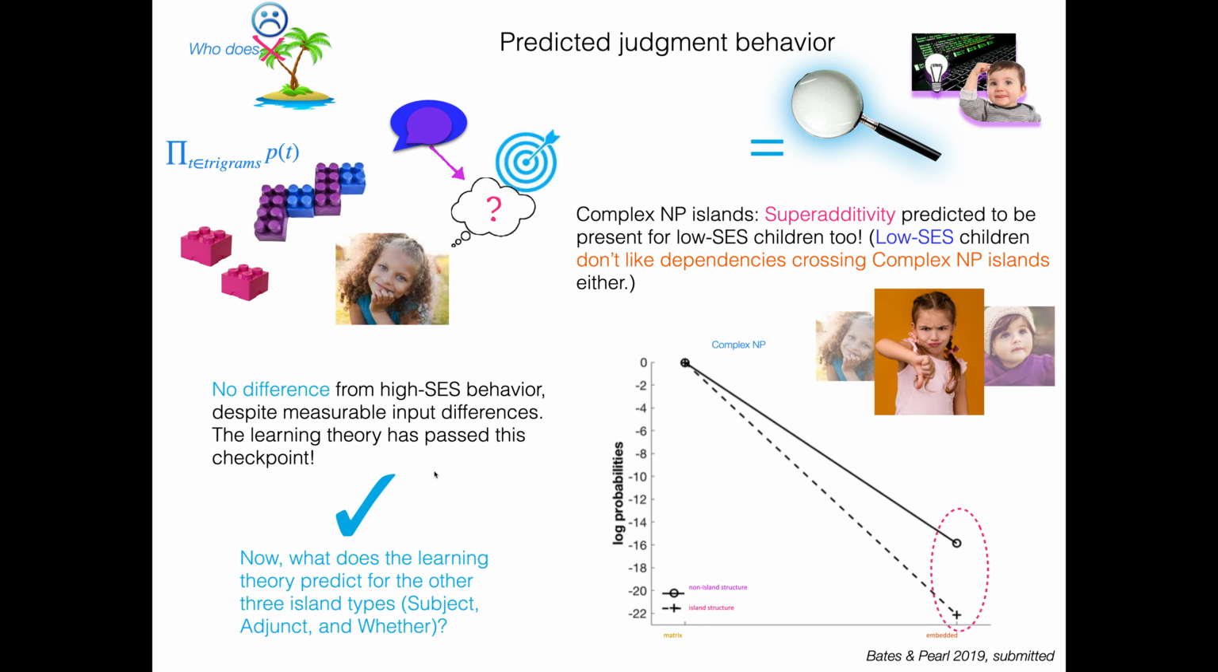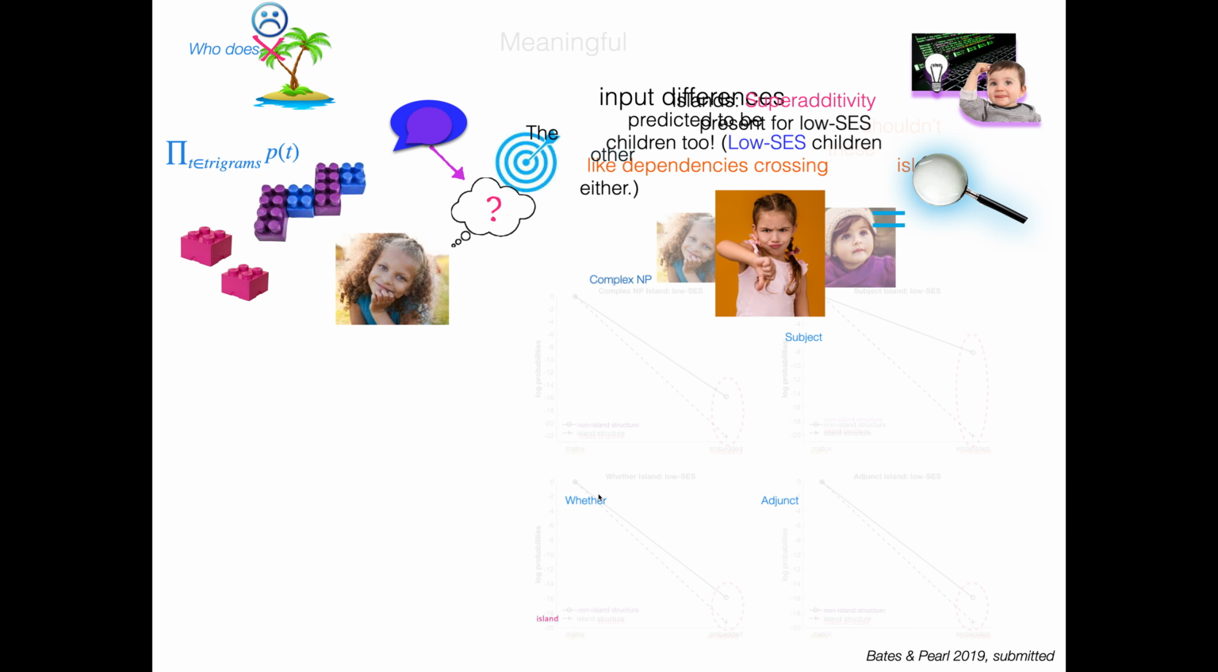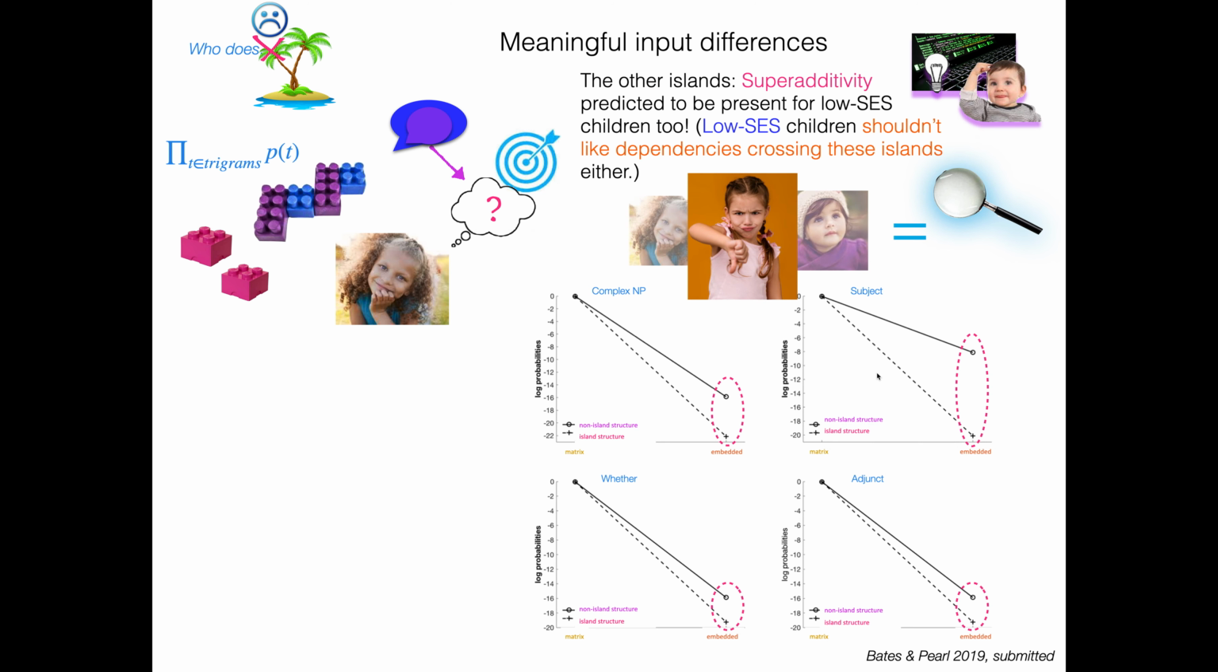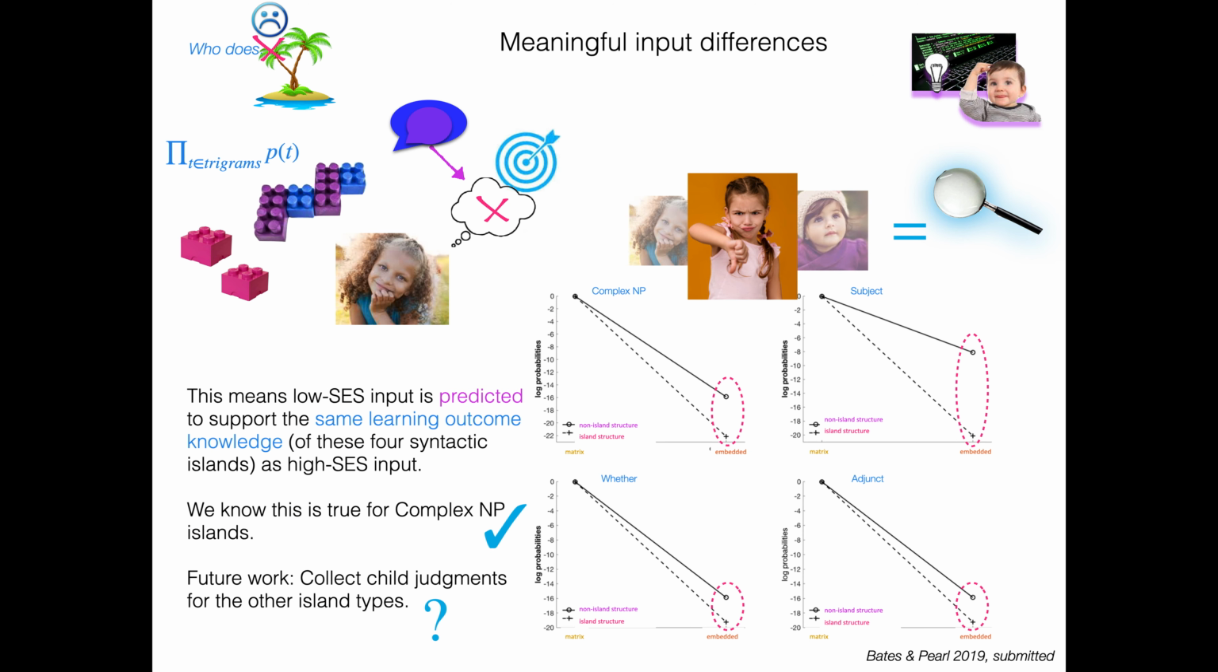So now the question is, okay, great, what does this learning theory, again embedded in this developmental model, predict for the other 3 island types: subject, adjunct, and weather? And the answer is the same thing, right? Superadditivity is predicted to be present for these 3 other island types just as much. So low SES children shouldn't like dependencies crossing these islands either, right? So again, no difference from high SES predicted behavior. The same learning outcome: knowledge of these 4 syntactic islands.